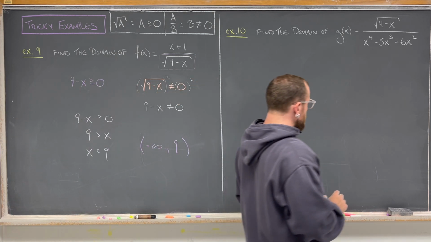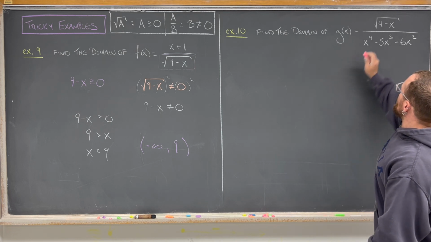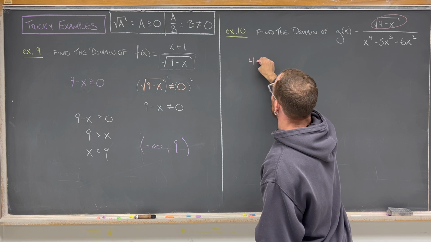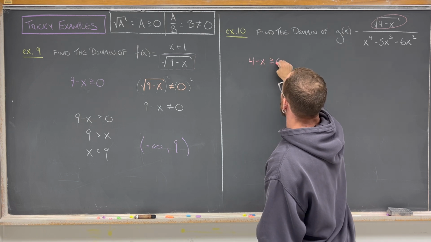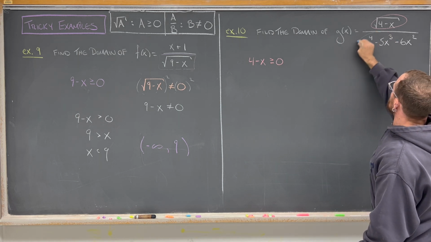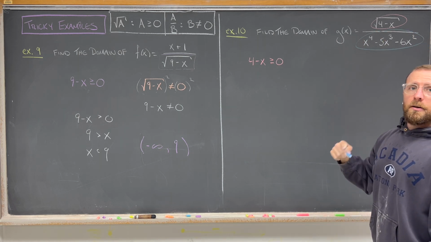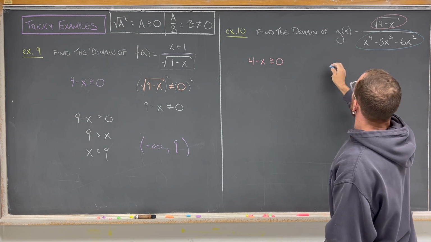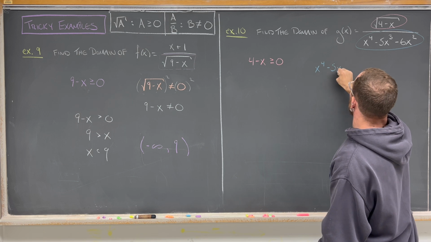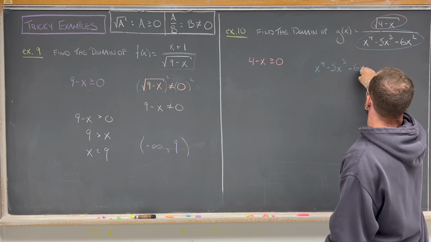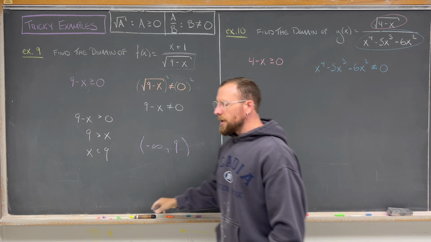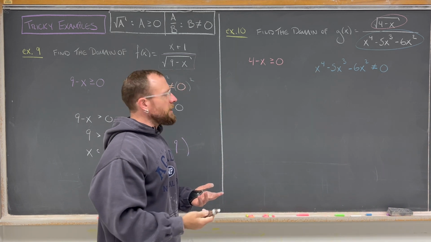For this function g of x, what's going on here? Well, I've got a square root expression. It's the square root of 4 minus x, so I know that 4 minus x is greater than or equal to 0. The other thing that I know, looking at this function, is that it has a denominator, and its denominator is not allowed to equal 0. So I'm going to write that down. x to the 4th minus 5x cubed minus 6x squared is not equal to 0. Now I just have to whittle these down to the point where I can see what the domain is.